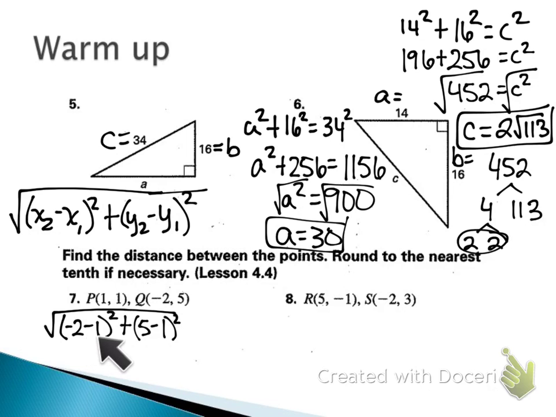Negative 2 minus 1 is a negative 3. A negative 3 squared comes out to be a positive 9. What is 5 minus 1? Square it. If I add 9 and 16 together, I get 25. What is the square root of 25? 5. So the distance between those 2 points would be 5 units.